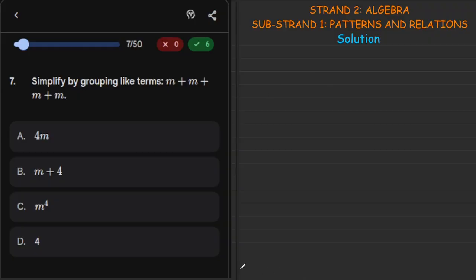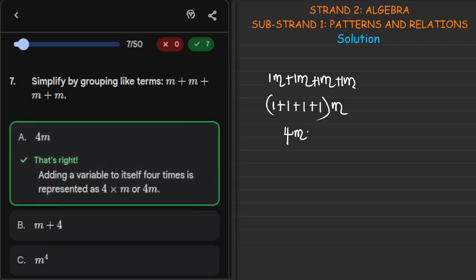It says you have to simplify by grouping like terms. So we have m plus m plus m, then plus m. You see, he said if we want to add algebraic expressions, what do we do? We just add the coefficients. So we know there is 1 here, and since they are all m's, we just evaluate it as 1 plus 1 plus 1 plus 1, and they are all what? M's. So if we add all this together, what do we get? We get a 4m. As simple as that. So our answer is A.